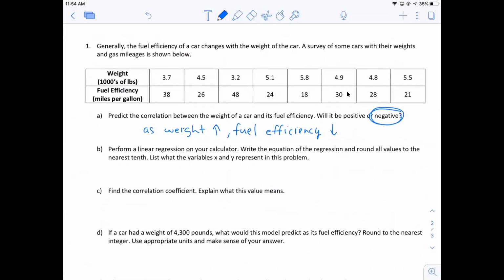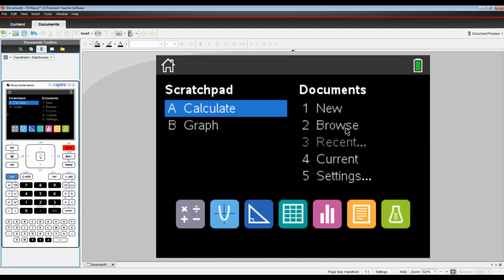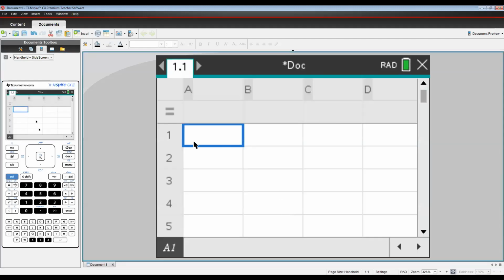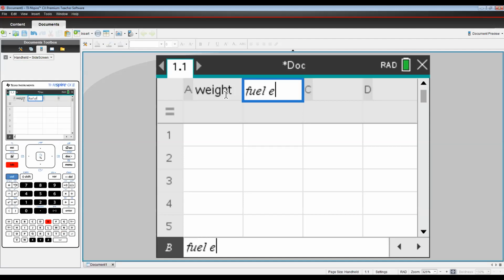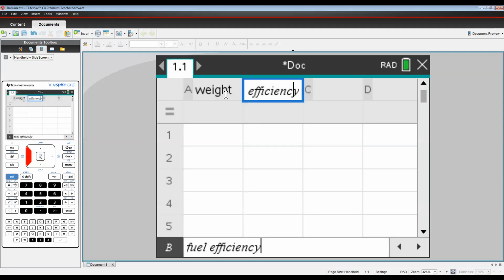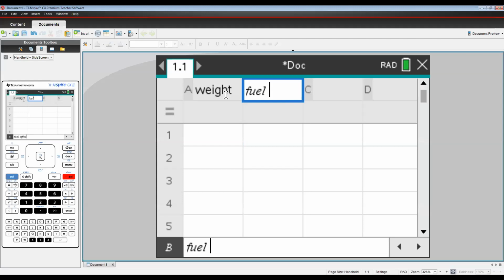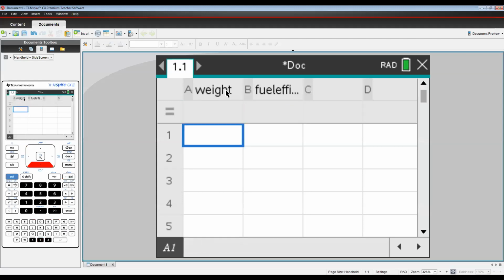So we're going to perform a linear regression on our calculator. Let me switch over to the calculator and go over these steps one more time. First thing on the calculator, you're going to add a list and spreadsheet, and you're going to type in all of your data. Make sure you name them first, weight and fuel efficiency. Why can it not? Oh, that's because I have a space. I can't have spaces. And then type in all your data.